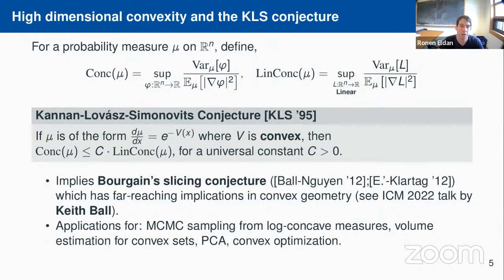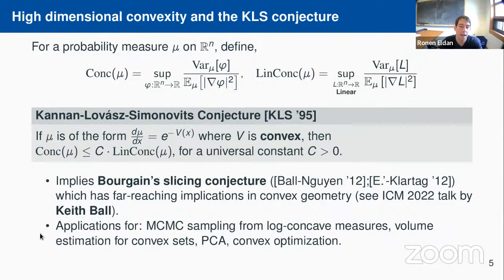This conjecture has several implications. One famous one is the so-called Bourgain's slicing problem. It was established by Ball and Nguyen, and by myself and Klartag, that one implies the other, and the slicing conjecture has far-reaching implications in convex geometry, which I'm not going to touch upon, but I highly recommend the talk by Keith Ball at the ICM two days ago, who gives many such connections.